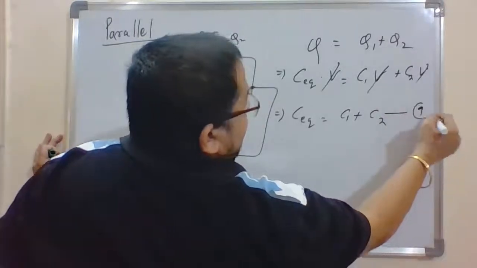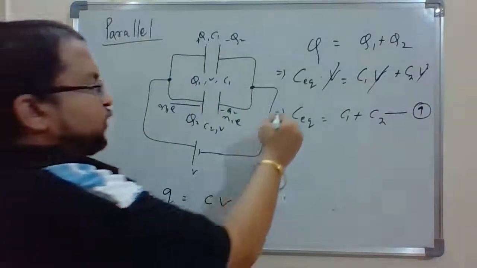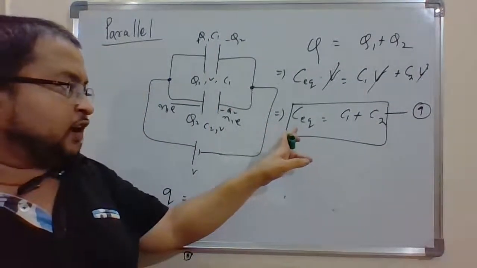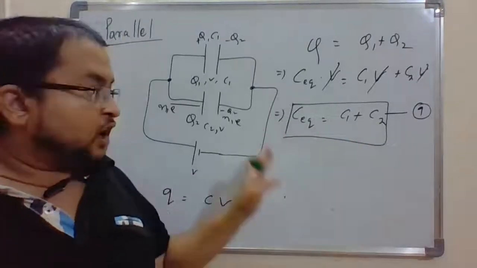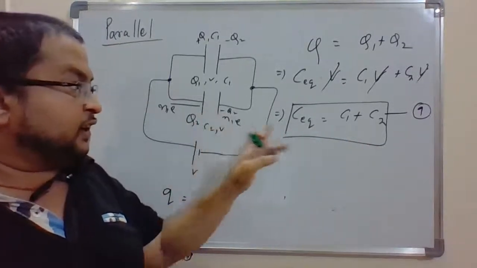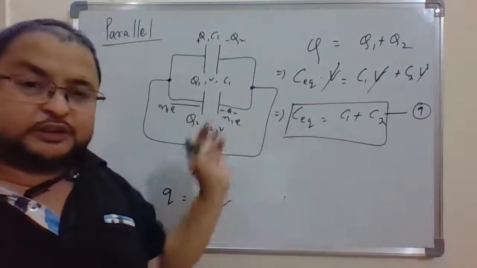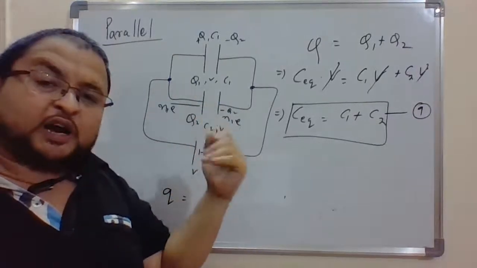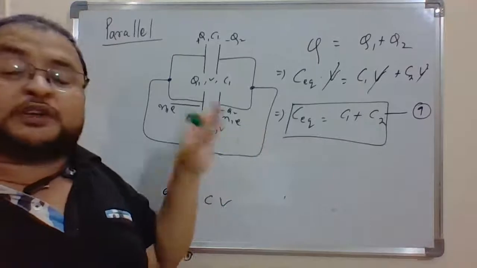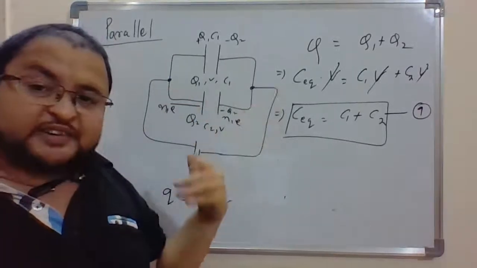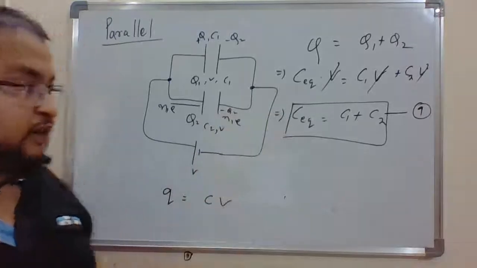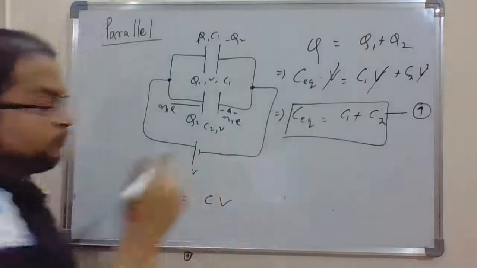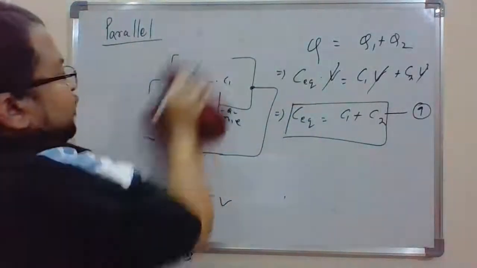Your next equation. If you see, this is just the opposite of your resistor circuit. When resistors are in series, you find R equivalent equals R1 plus R2. When capacitors are in parallel, you find C equivalent equals C1 plus C2. Similarly, when resistors were in parallel, you found 1 by Req equals 1 by R1 plus 1 by R2. And here, when capacitors are in series, you found 1 by C equivalent equals 1 by C1 plus 1 by C2, right? So now, just like we extended the equations for series, let us extend the equations for parallel.